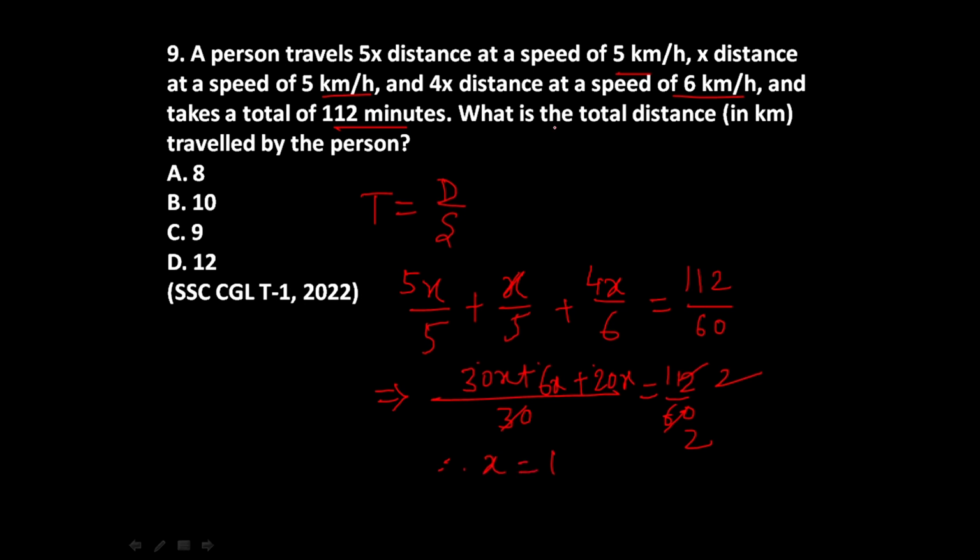And what's the total distance of the person? Total distance is 5x plus x, 6x plus 4x, 10x. And x equals 1, so the answer will be 10. 10 is the answer. Clear? Moving to the next one.